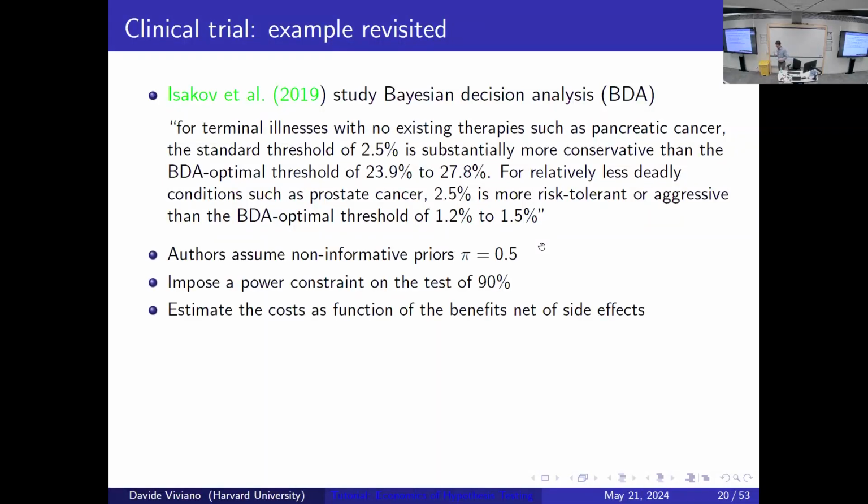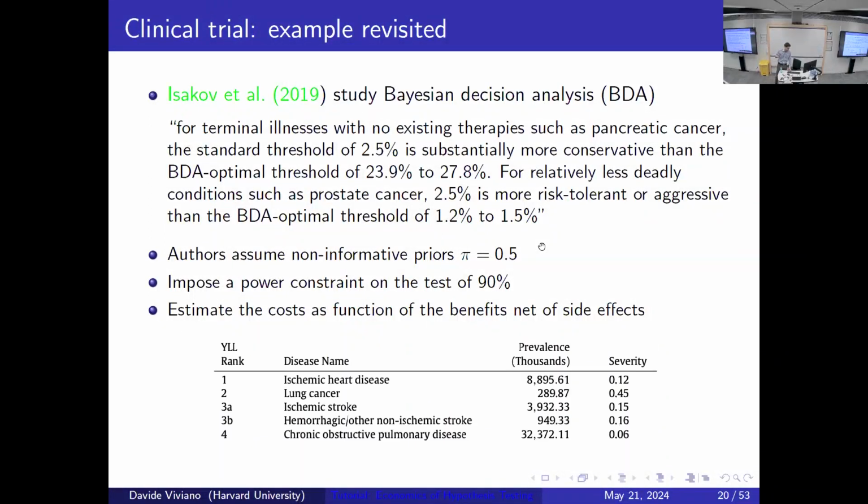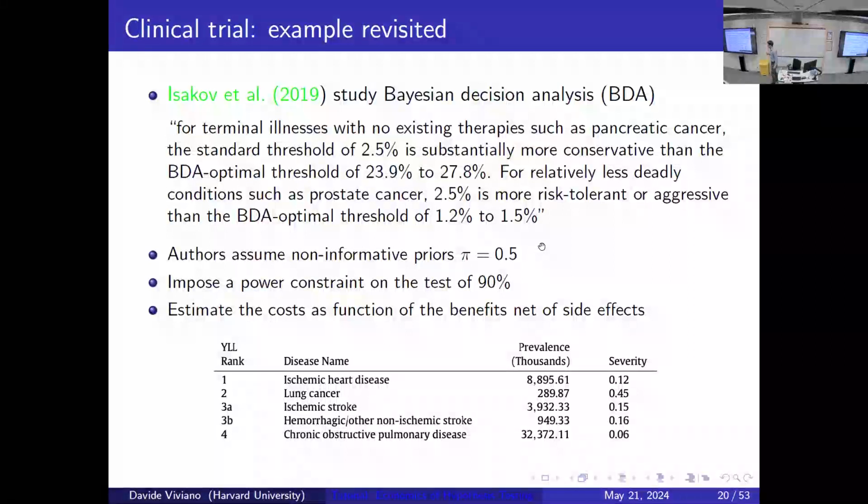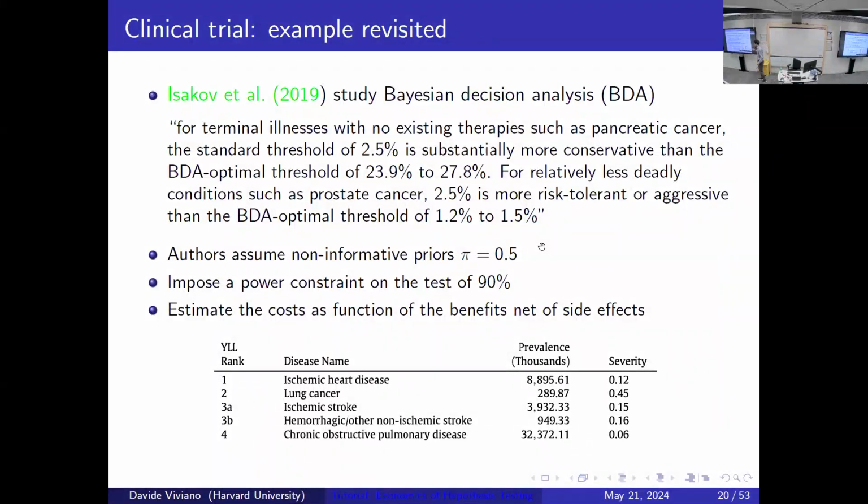So here, how do they reach this number, going to the max question? Okay, they assume a non-informative prior, so 50%. They also, in this construction, impose a constraint on power being at least 90%. And then they estimate the cost as a function of benefits and side effects. So this is basically just an illustration from a table that they have in the paper.